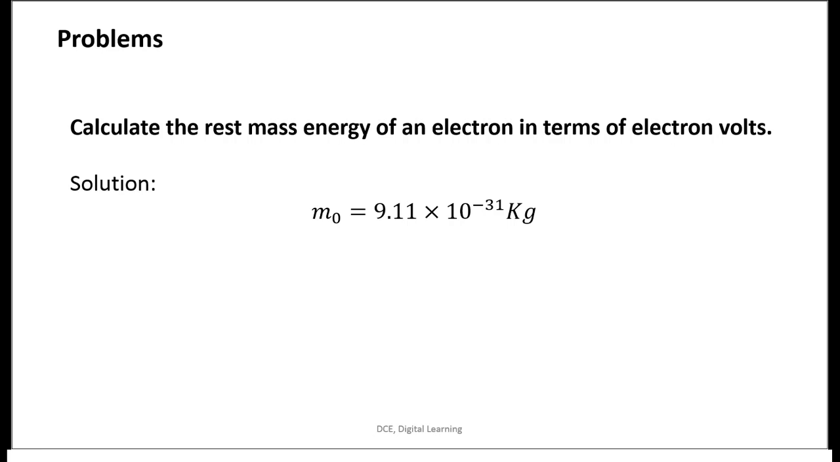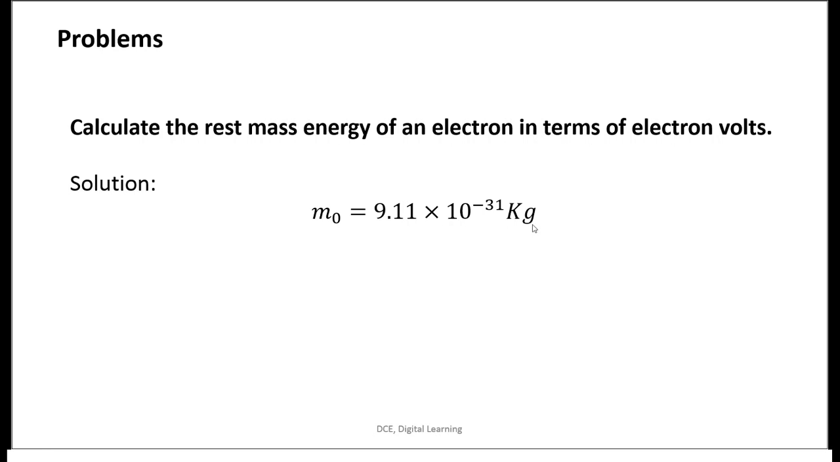Let us consider one more problem. Calculate the rest mass energy of an electron in terms of electron volts. We just need to know the rest mass of the electron, that is m naught, 9.11 into 10 power minus 31 kg.